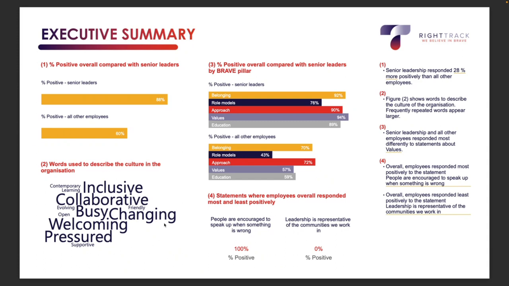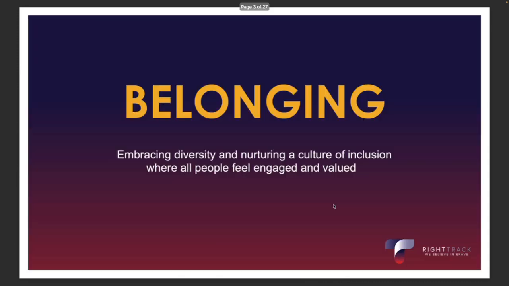We've got some words used to describe the culture in the organisation down here at figure 2. And then figure 3 shows us the difference in positivity between senior leaders and all other employees across our 5 brave pillars. Figure 4 then shows you the statements where employees overall responded most positively and least positively as well.